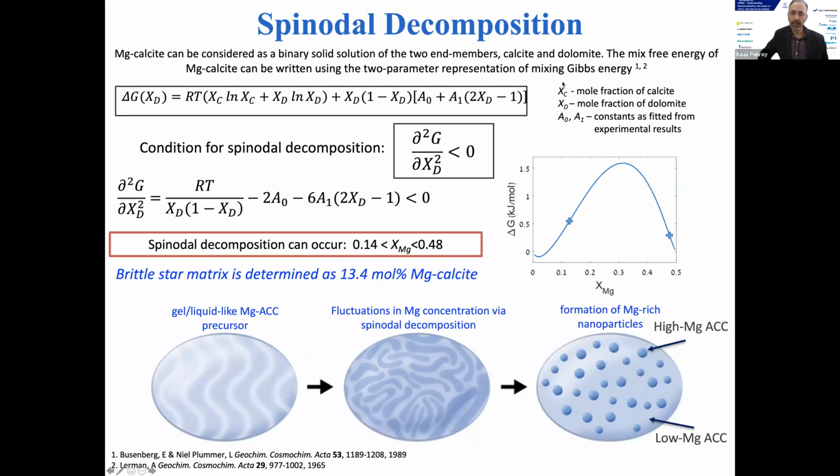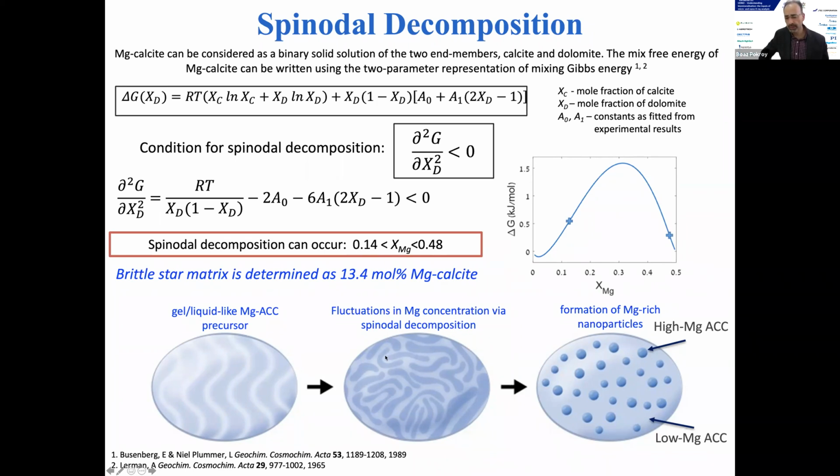If we look at the mixing Gibbs energy, and of course we look for the second derivative and look for when it is negative, we can find that indeed there are two compositions that we can look for and find spinodal decomposition, meaning that anything between 14 and 48%, more or less, is unstable. And of course, if you give it the opportunity, it will decompose to lower and higher magnesium calcites. So this is what we think is happening in the amorphous phase, the precursor, which is like a gel. So you have diffusion there.